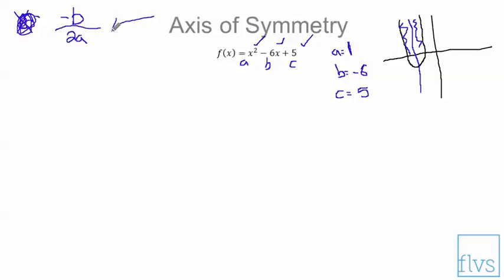So according to my axis of symmetry formula, it's negative b over 2a. So b right now is negative 6, but I need the negative of the negative. I like to call it opposite b. So the opposite of negative 6 is positive 6 over 2 times a, and we know a is 1. So I'm just going to rewrite this to make it nice and pretty. The top is positive 6. The bottom is 2 times 1, which is 2. So then I've got 6 over 2, which is just 6 divided by 2, which is 3. So my axis of symmetry is 3.